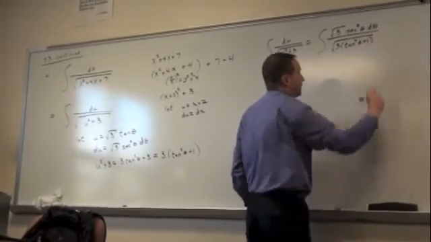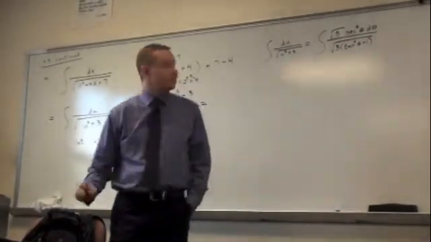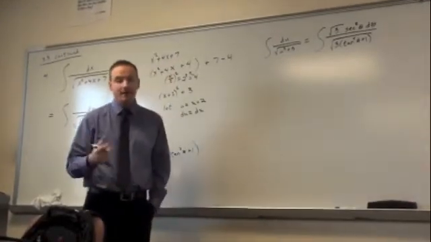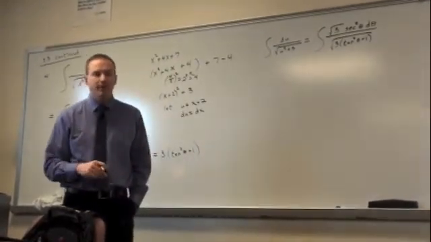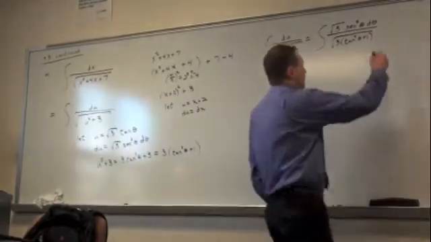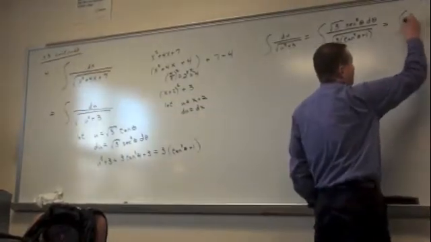Now I could see someone saying, well, why are you putting that? You know you're just going to use the Pythagorean identity in the next step. Could I just go ahead and call that 3 secant squared? Certainly. I'll do that in my next step.